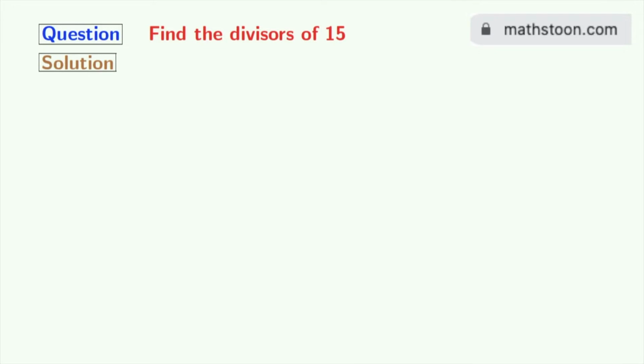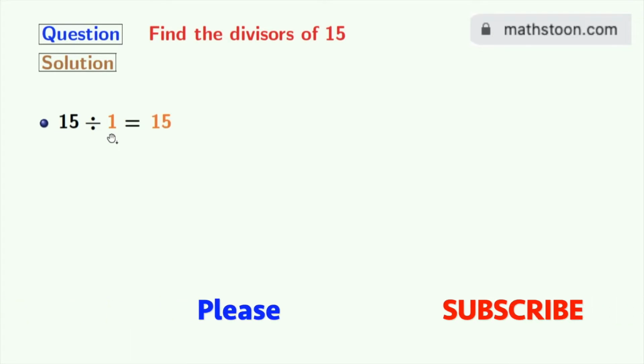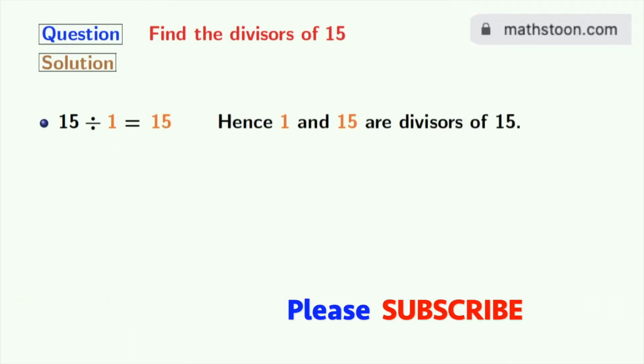Firstly, we will find all the possible ways in which we can divide 15. Let's start with 1. 15 divided by 1 gives us 15. So we have 1 and 15 as the divisors of 15.